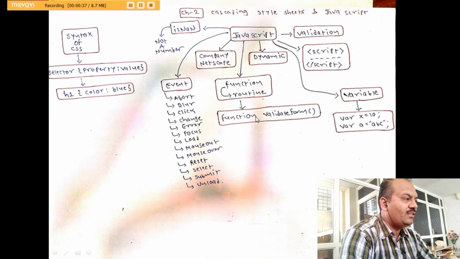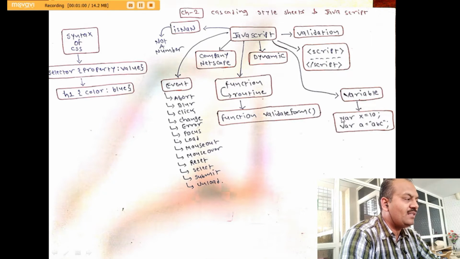We can also create functions inside JavaScript, and another name of the function is a routine, and an example is already given inside this. One function is created and the name of the function is validateForm. As we know, JavaScript is normally used to provide validation, and we can also declare a variable inside JavaScript.